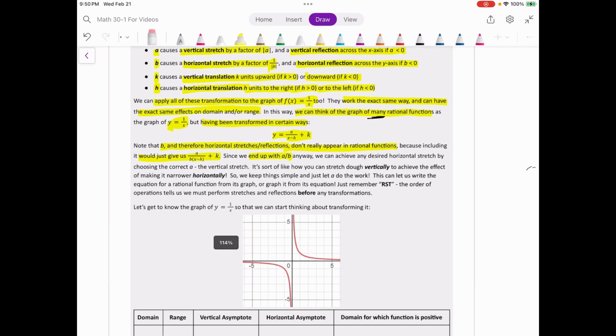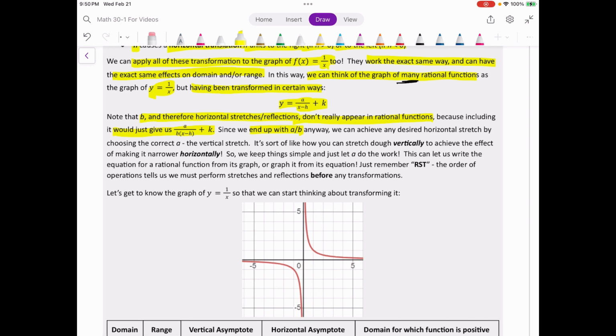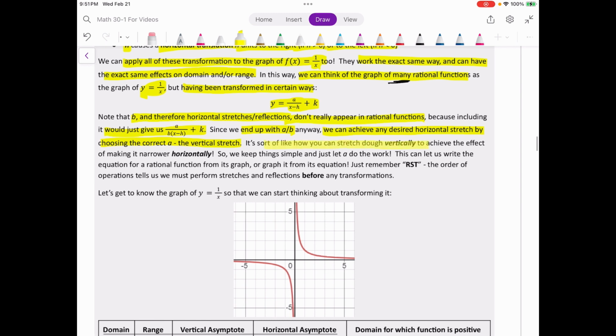So since we end up with A over B anyway, we can achieve any desired horizontal stretch by choosing the correct A, the vertical stretch, right? I even bring up the dough analogy here in the notes. Sort of like how you can stretch dough vertically to achieve the effect of making it narrower horizontally, right? So we keep things simple, and we just let A do the work.